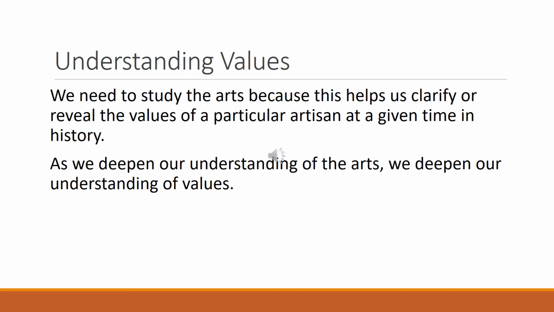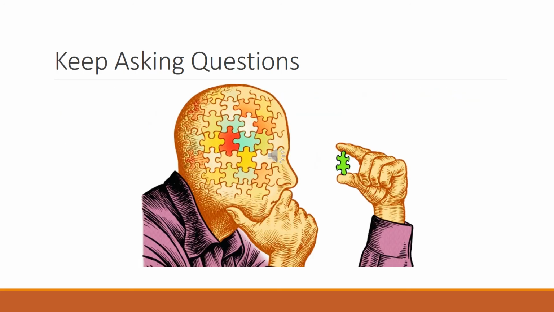So why do we need to understand values? It's a good question. As we look at pieces of art, we study it as a way to help us clarify or reveal the values of a particular time in history. As I mentioned before, we might look at a group of artists like the Impressionists and wonder why they were making art that was so different from the artists that came before them. Asking questions and thinking about values has importance. Essentially, as we deepen our understanding of the arts, we deepen our understanding of values. So, the more we study art and the humanities, the more we can understand the values of a particular culture or artist.